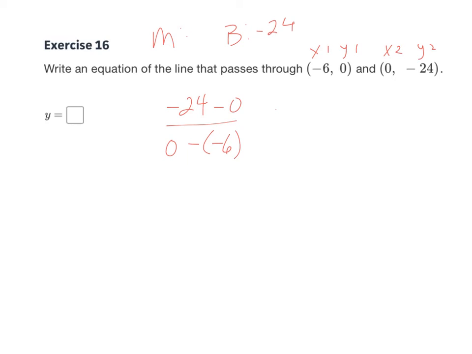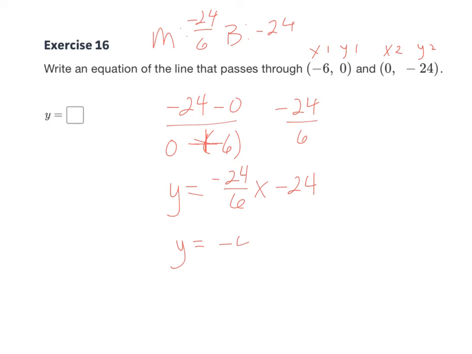Negative 24 take away 0 is still negative 24. Subtracting negative 6 is the same as 0 plus 6. And so we get negative 24 sixths as our slope. Writing this as an equation, you could have y equals negative 24 sixths x minus 24. If you wanted to clean this up a little bit, negative 24 divided by 6 is going to be negative 4. And either one of these should be fine.